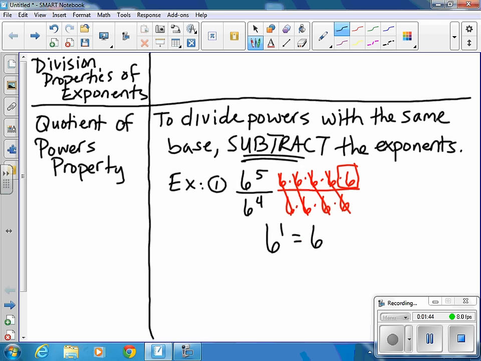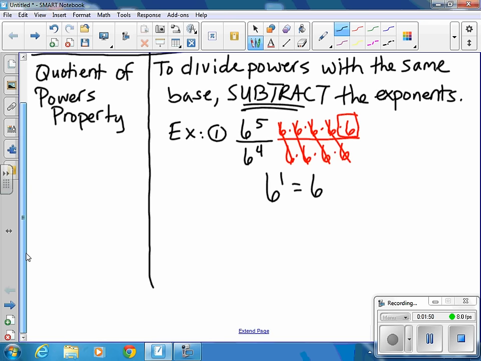That's the beauty of these properties, that it allows you to do that. You no longer have to write out the long stretched out version. Use the property and your answer comes to you very quickly. So that's what we're doing with this property, subtracting those exponents.